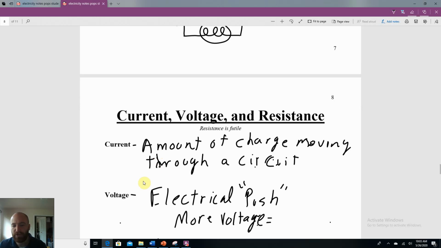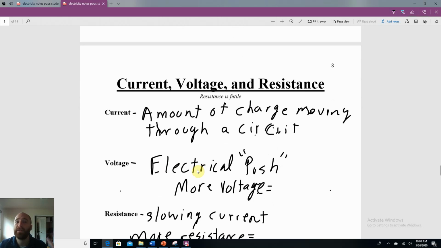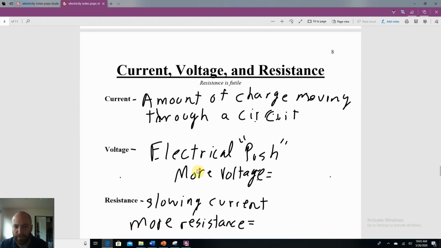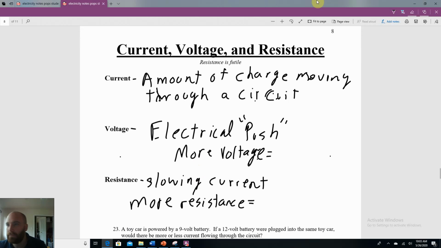Now, think about it like this. If you have lots of voltage, you have lots of push, like a big, strong battery pushing really hard. More voltage would give you more current. The idea is that if you have a really strong electrical push, like lots of batteries or a really strong one, you would have a lot of current moving through, because you're just pushing really, really hard.